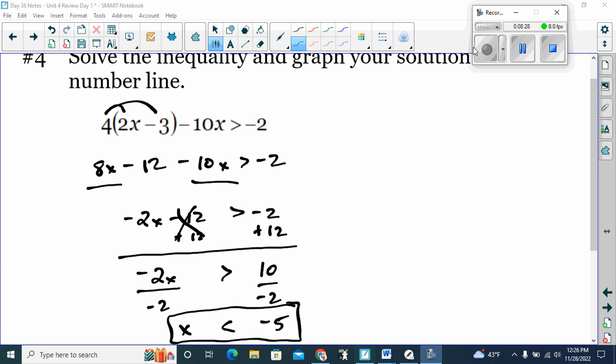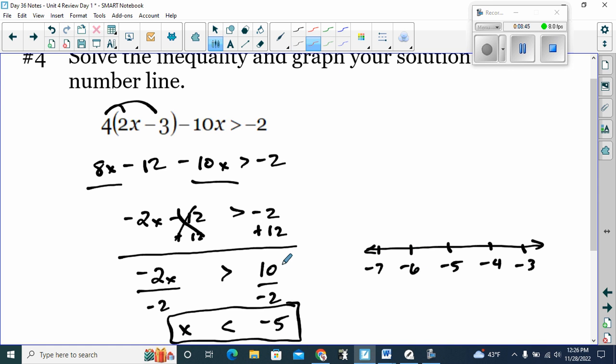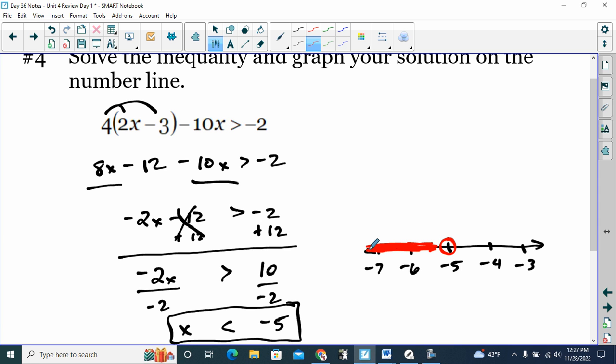We are asked to graph our solution on the number line as well. So negative 5, as we get bigger than negative 5, negative 4, negative 3, we're getting closer to 0. Negative 6, negative 7. We have an open circle. X cannot be equal to negative 5, so it should not be shaded in. And this time, the negative 5 is the bigger one. So I'm trying to shade in the x. Negative 5 is bigger than my shading, so I shade in to the left.